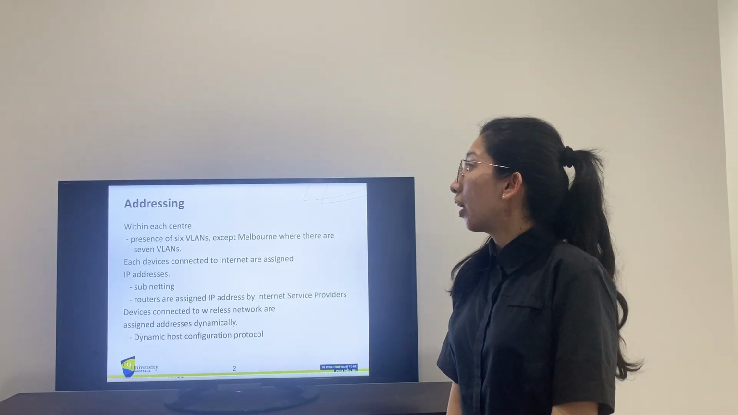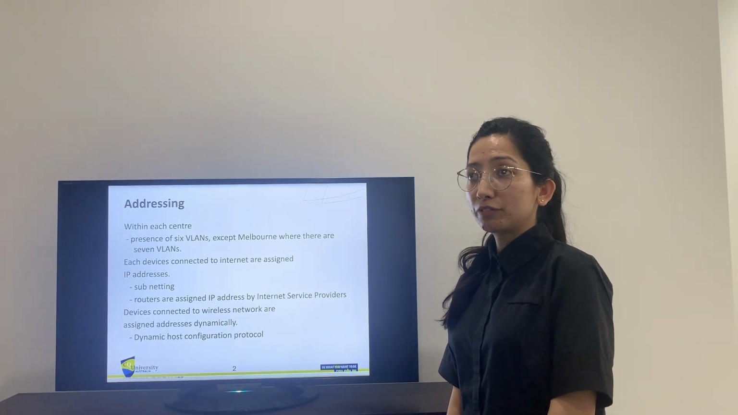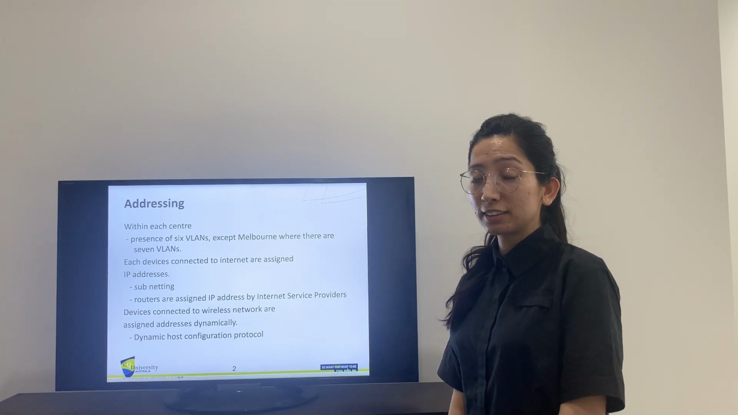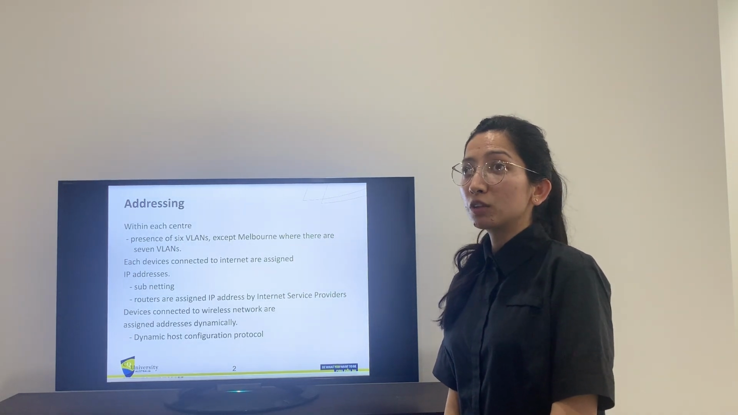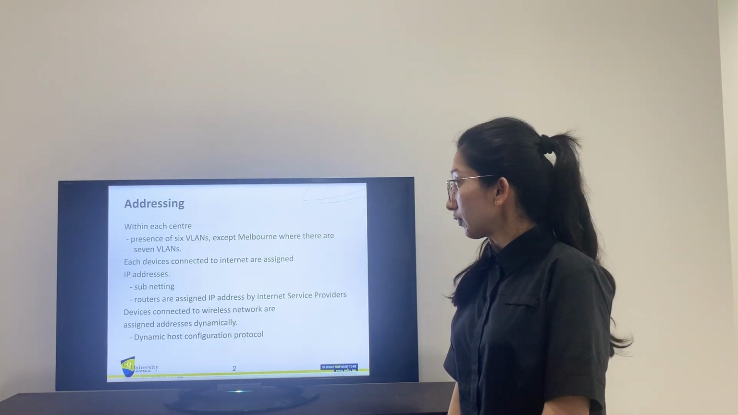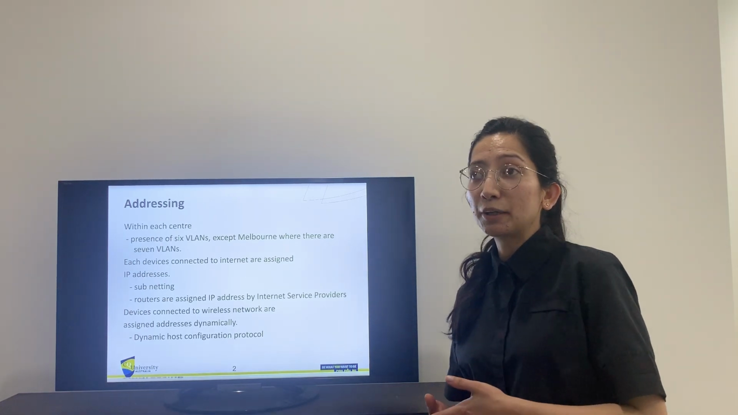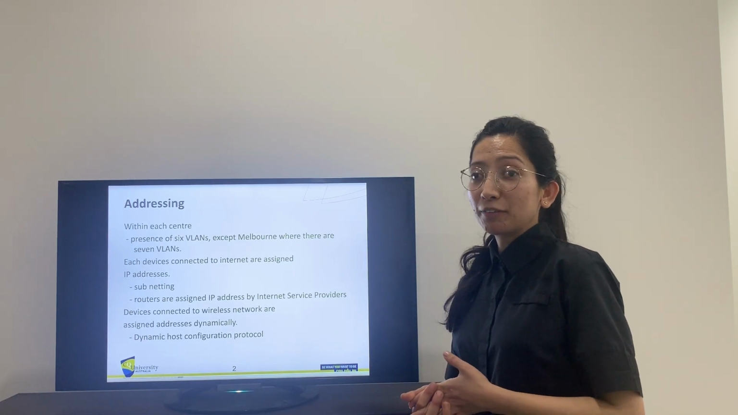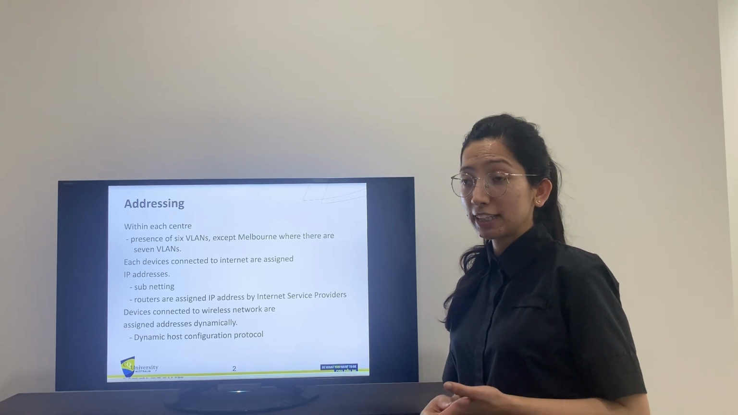In the addressing, for each center there are a total of 6 VLANs, except for Melbourne, which consists of 7 VLANs, the 7th VLAN named VLAN staff for the staff who look after all the centers connected to it. Each device in the VLANs is provided an IP address through subnetting, and the IP addresses are private IP addresses.